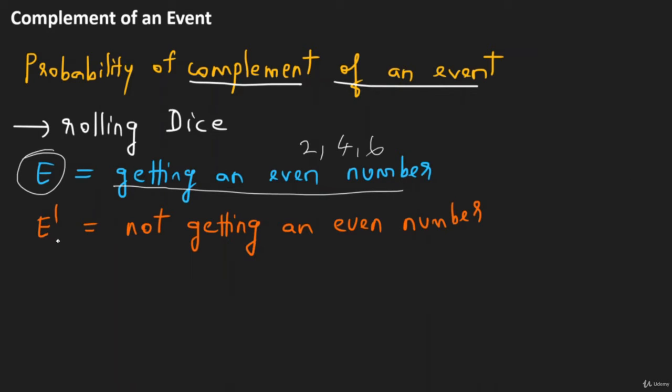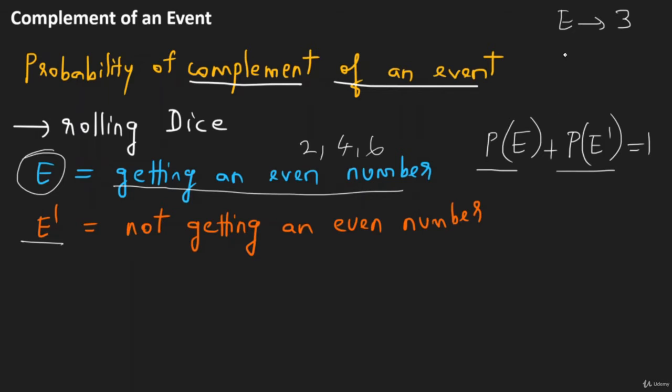Now we can notice that either E will happen or E will not happen. There is nothing else in between, right? Therefore, the probability of E happening plus the probability of E not happening is equal to 1, because either of these definitely has to happen, right? You will either get an even number or you will not get an even number. So that could be the case with anything. If E had been defined as getting the number 3 when you roll the die, E dash would be not getting 3. So either you get 3 or you don't get 3.